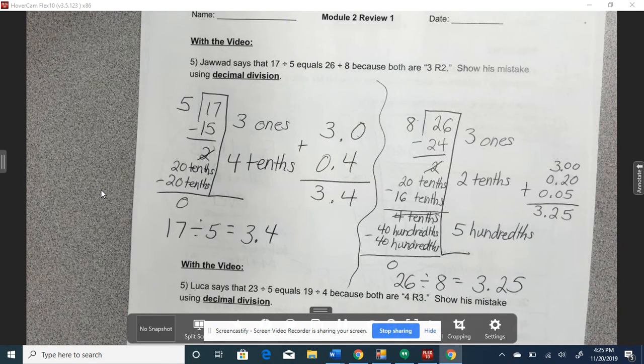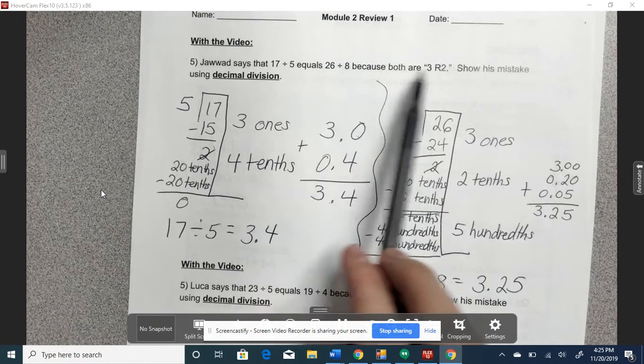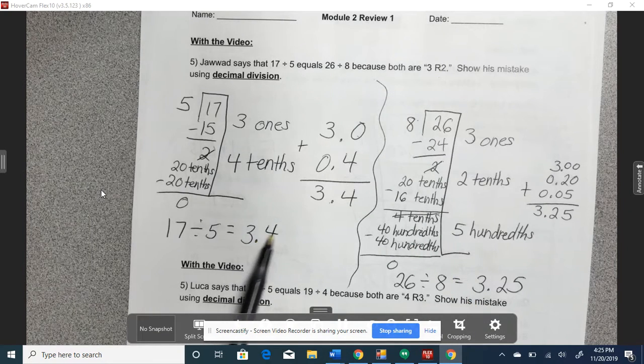25 hundredths. So even though both of these equaled 3 remainder 2, the value of the first one is actually 3 and 4 tenths, and the value of the second is actually 3 and 25 hundredths. The first problem is slightly bigger than the second.